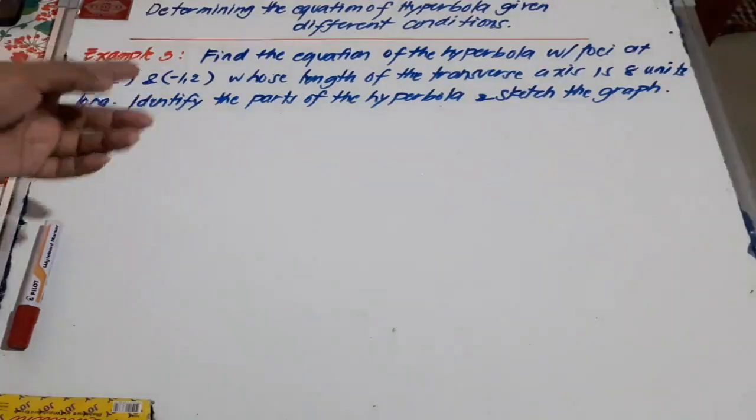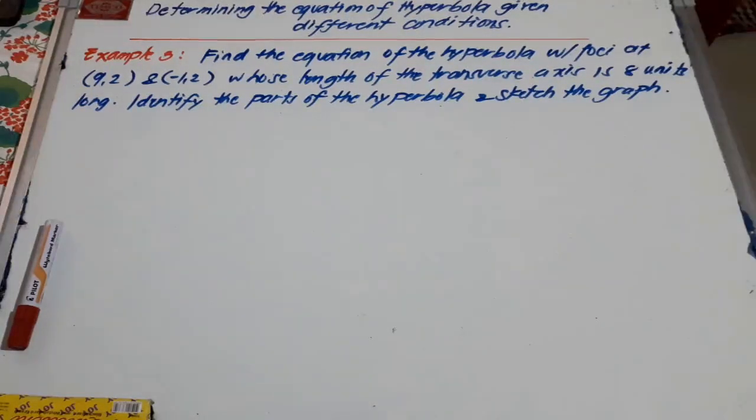It says, find the equation of the hyperbola with foci at (9, 2) and (-1, 2), whose length of the transverse axis is 8 units long. Identify the parts of the hyperbola and sketch the graph.